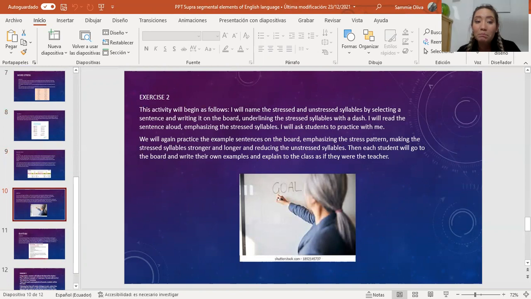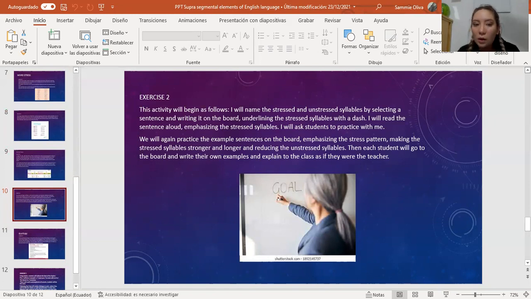The last example I proposed is this. This activity will begin as follows. I will name the stressed and unstressed syllables by selecting a sentence and writing it on the board. Underlining the stressed syllables with a dash, I will read the sentence aloud, emphasizing the stressed syllables. I will ask students to practice with me. We will practice example sentences on the board, emphasizing the stress pattern, making the stressed syllables stronger and longer and reducing the unstressed syllables.